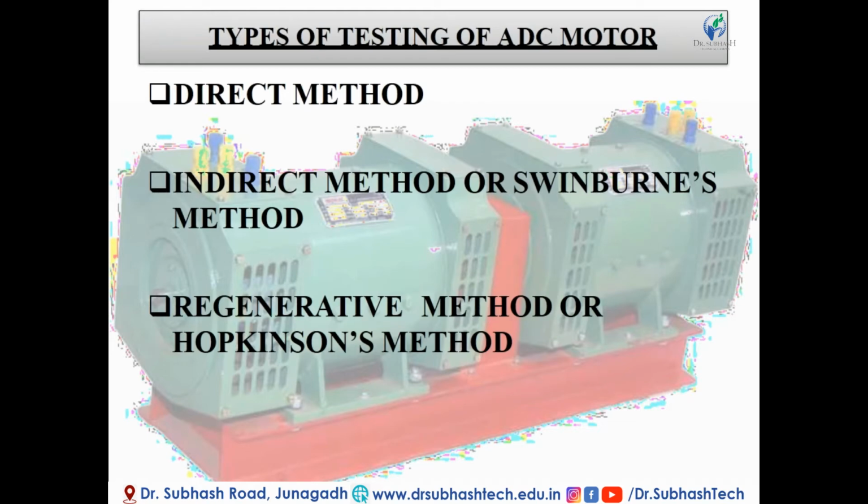The types of testing are generally divided into three parts: direct method, indirect method, and regenerative method. In order to check the performance, such as efficiency, regulation, losses, change in speed, condition of commutation, temperature, etc., the machine may be tested by the direct method, indirect method or regenerative method.